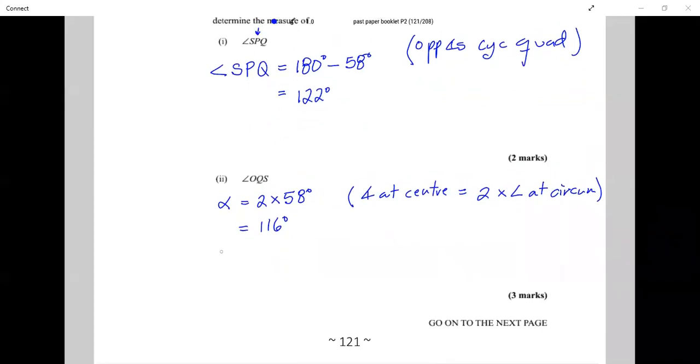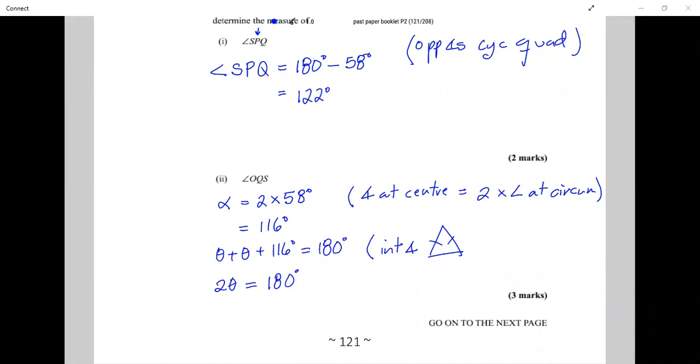Now, theta plus theta plus the 116 degrees is equal to 180 degrees. They are the interior angles of an isosceles triangle. So 2 theta would be equal to 180 minus 116 degrees. 2 theta would be equal to, that would be 64 degrees. Divide both sides by 2.